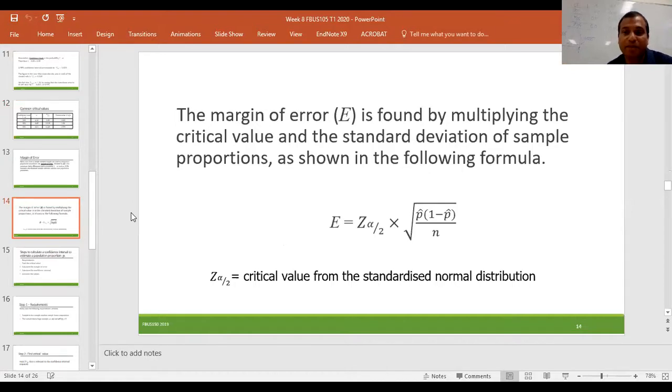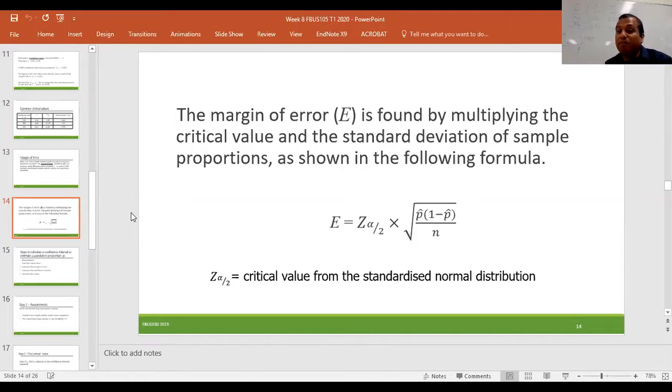This discussion is based on finding the confidence interval estimate for the proportion. That's why in this formula we are using the sample proportion p hat. Remember, at the beginning I said we don't have any idea about the population proportion, that is p. Because now we have a sample, and using the sample we are trying to make an inference about the population parameters.